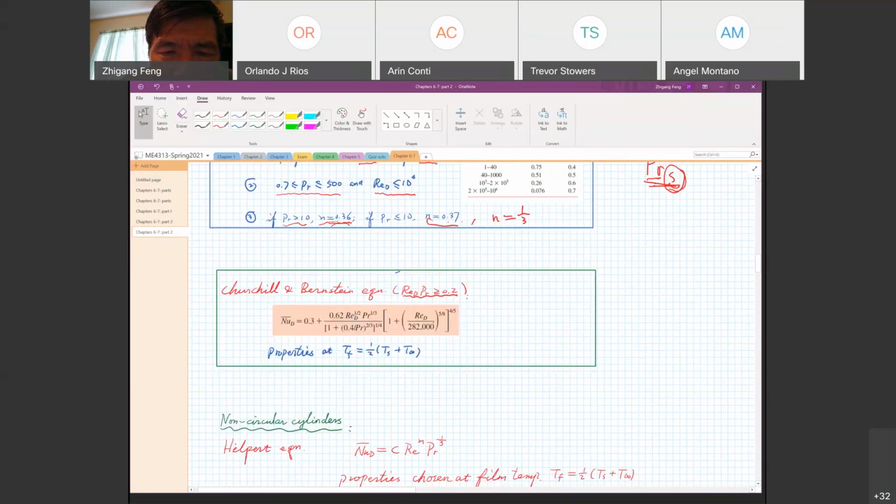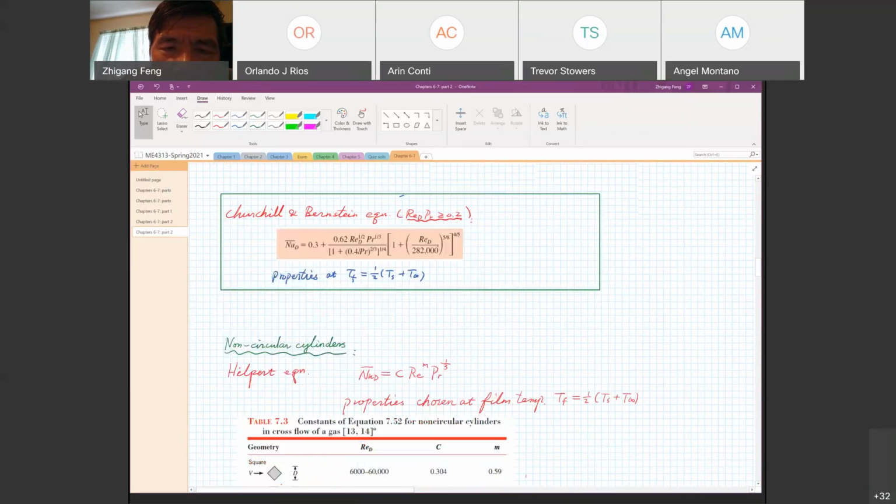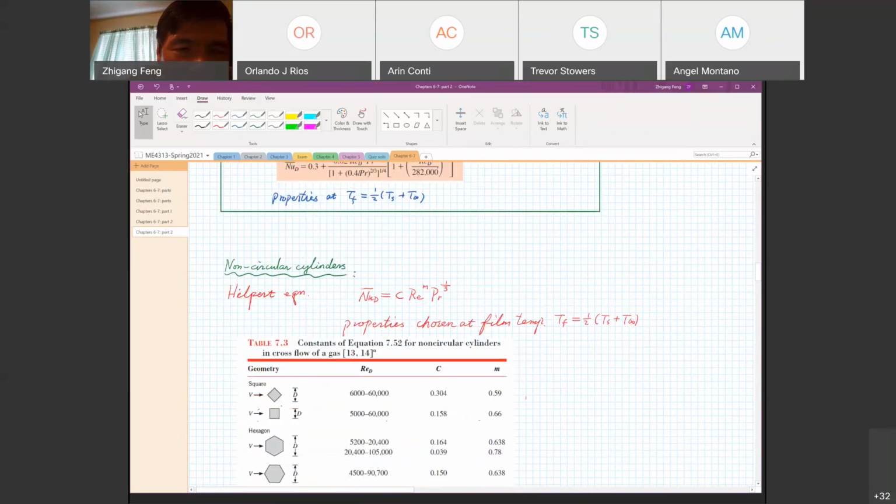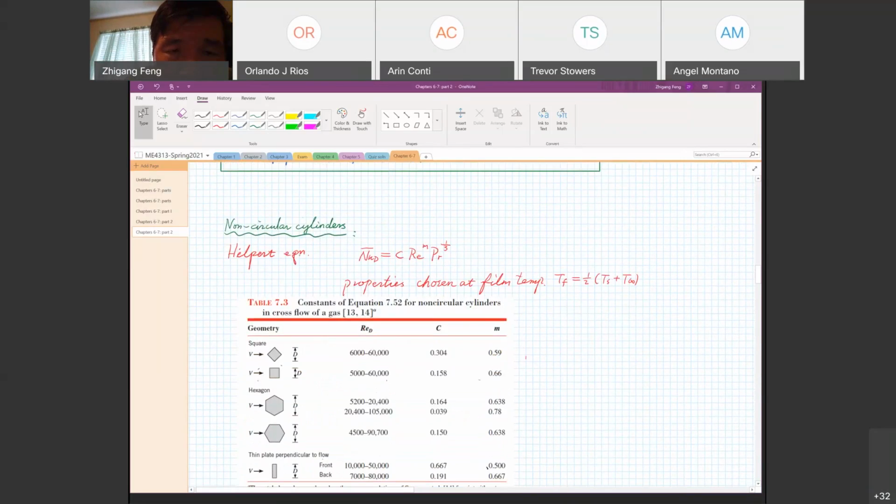And we will have a few examples later on. But for the case of non-circular cylinders, we only have one correlation. That's the Hilpert equation. The Hilpert equation takes exactly the same form as for the case of a circular cylinder. So it's a constant C multiplied by Reynolds number to the M multiplied by Prandtl number to the 1/3. Properties are chosen at the film temperature. And for non-circular cylinders, we have to rely on Table 7.3 to find the constant C and constant M.